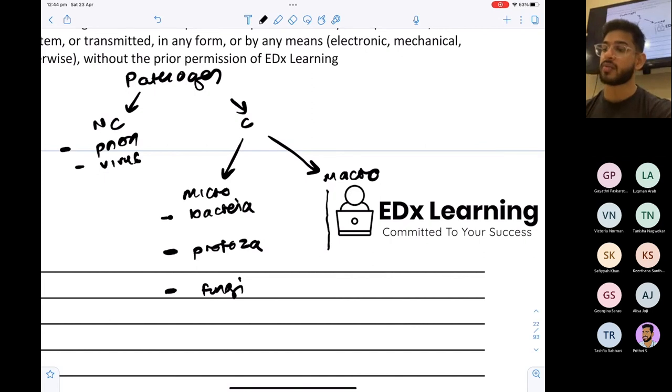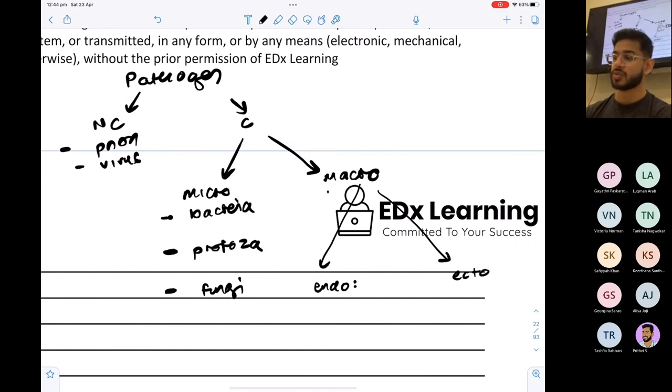With macro, how can we break it down? Good. Inside the body, which is endo, and outside the body, which is the terminology we use in this case, is ecto. Okay? Very good. So endo or ecto. What is the commonality of parasites? What do they all want?